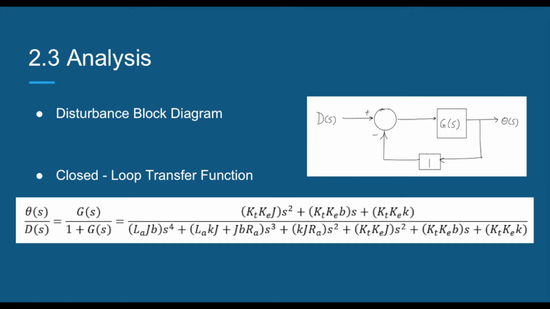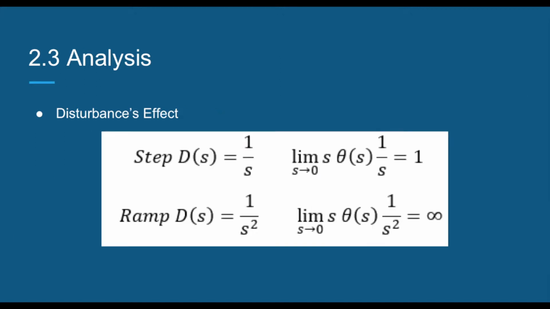Disturbance was analyzed to determine how the system is expected to behave when disturbed. When the closed-loop transfer function's disturbance was analyzed, we conclude that a step response disturbance would result in the system being affected because the limit of the function is 1, while a ramp response disturbance would not affect the system because the limit of the function is infinity.